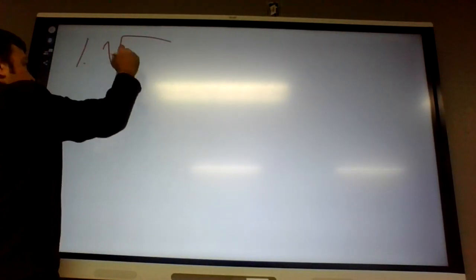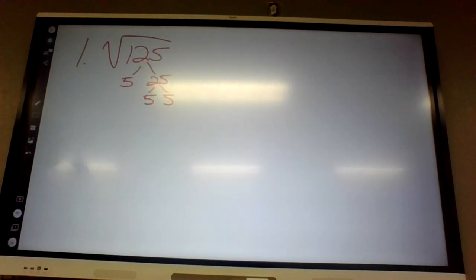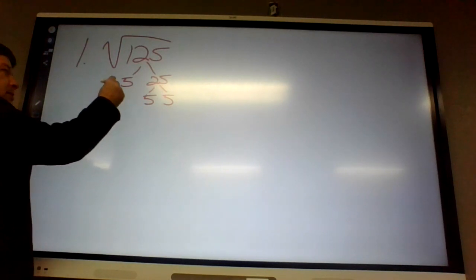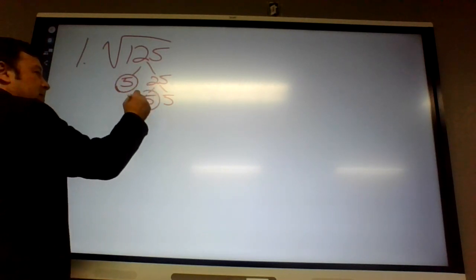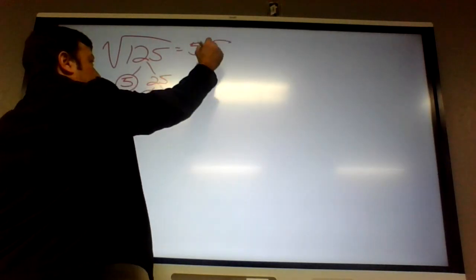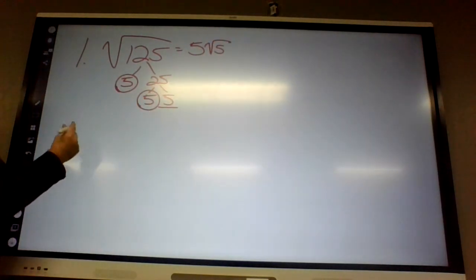So, how do we simplify the square root of 125? Do the tree. So basically 25 goes into it, 5. It breaks down to 3 5s, and what do we do? 5 square root of 5.